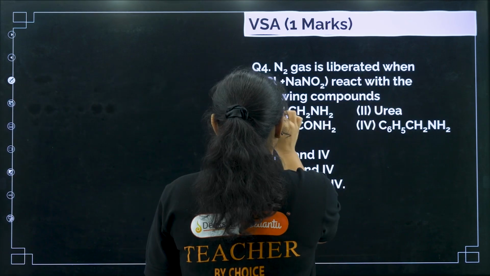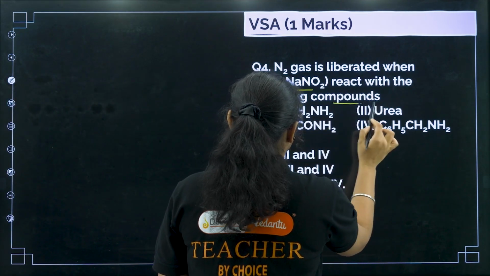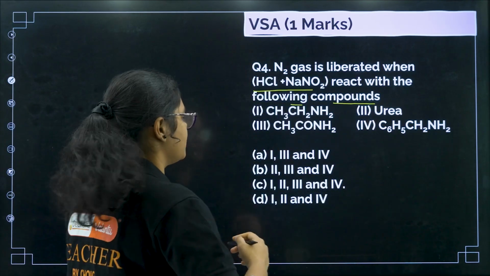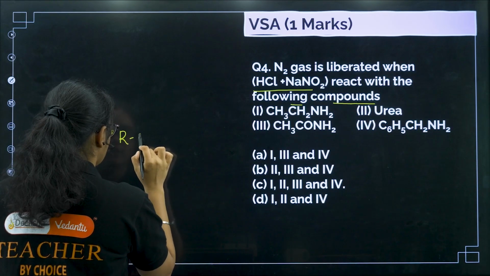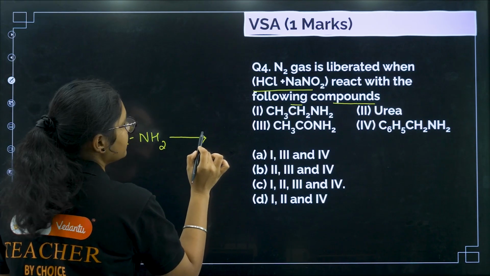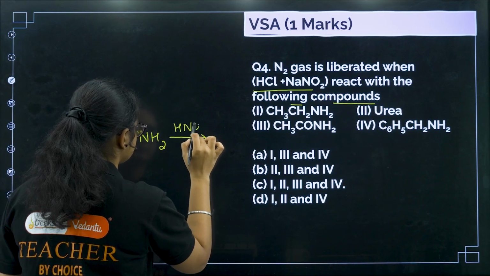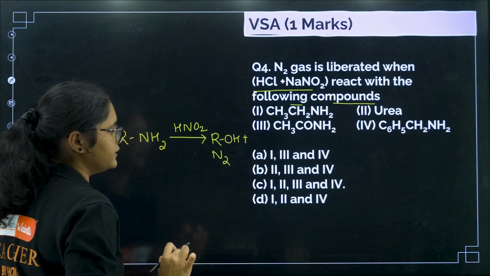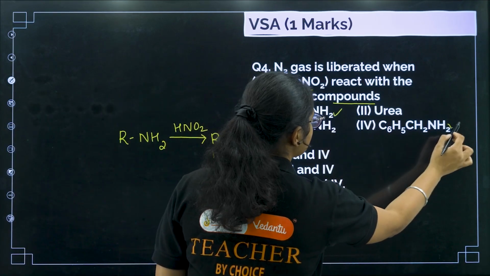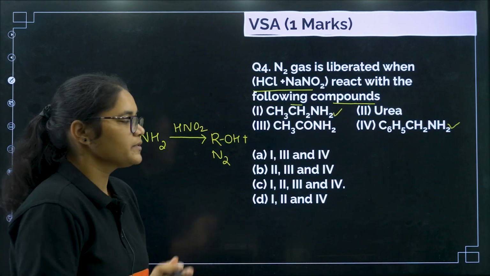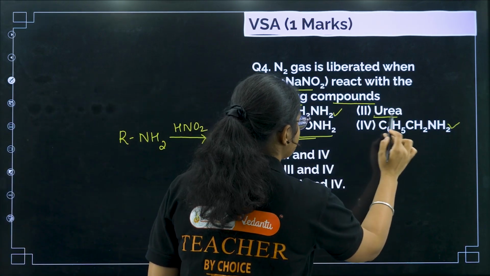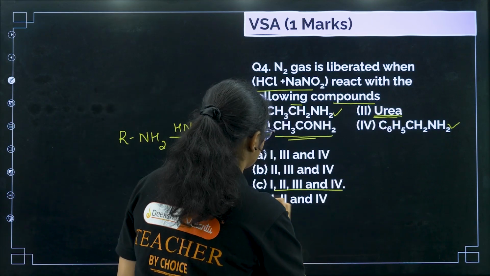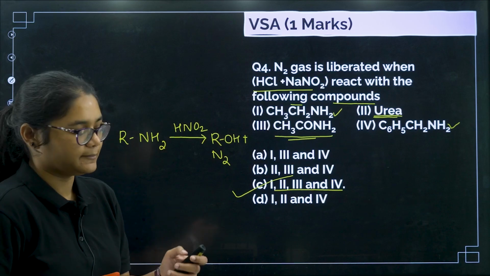N2 gas is liberated when HCl and NaNO2 react with the following compounds. Whenever you have aliphatic amines and you are reacting them with HNO2, definitely you will get ROH, and N2 gas will be released. So definitely these two are your aliphatic amines, so this one will give you nitrogen gas. Even amides also react with this one, and ketones also react to give you nitrogen gas. So here the answer will be 1, 2, 3 and 4, that is option number C.